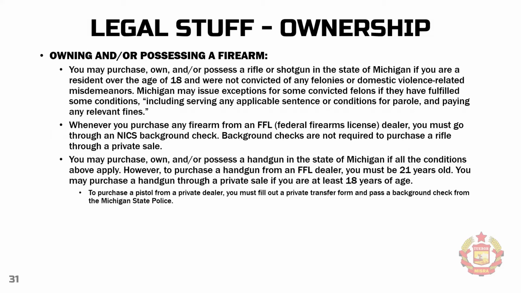So you have to go through this NICS background check. These background checks are not required to purchase a rifle through a private sale, but if you do purchase one from a bona fide gun store, you're going to have to go through one. They usually take 15 minutes. You just fill out your information, name, driver's license, some other things, and they'll get back to you. They just run it through, make sure you're good, and then you'll be able to buy your long gun there.